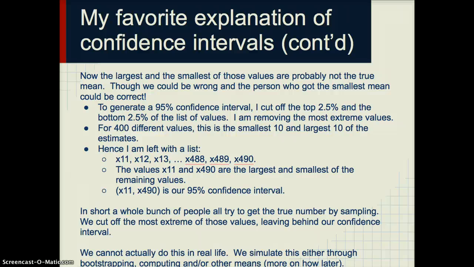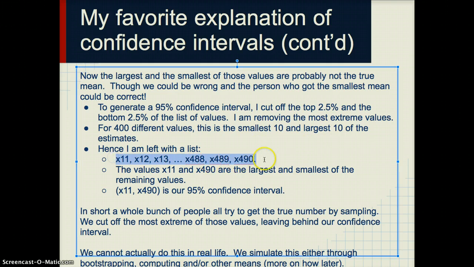And so to generate a 95% confidence interval, I'm going to take the 2.5% of the biggest values and 2.5% of the smallest values. Out of the 400 values, I'm getting the middle 95% of the values. That means I take the 10 largest values and the 10 smallest values and cut them off. So this is the list that remains: X11, since I cut off 1 through 10, all the way up to X490, the largest value in the middle 95%. These extremes give us our confidence interval. So in short, everyone gets their own estimate, and we cut off the smallest values and the largest values, and just look at the middle.